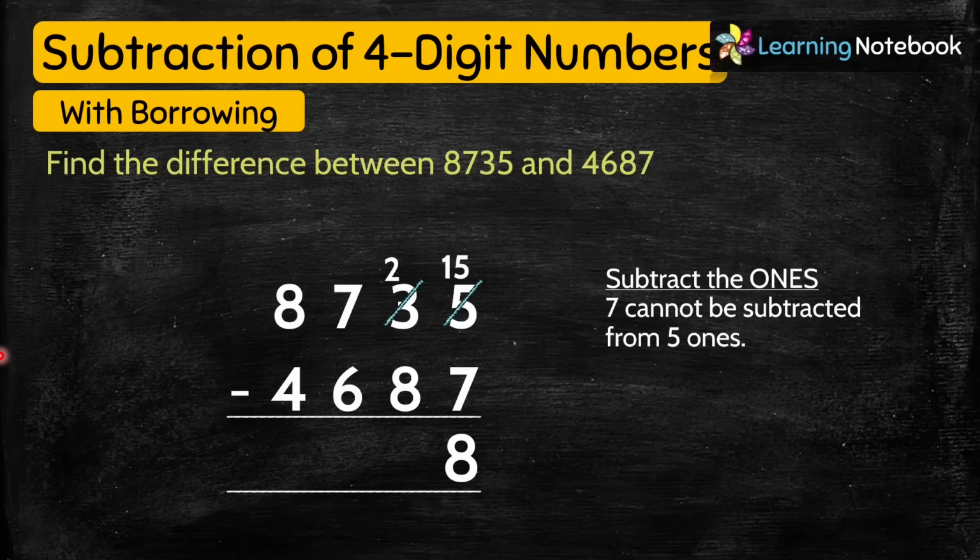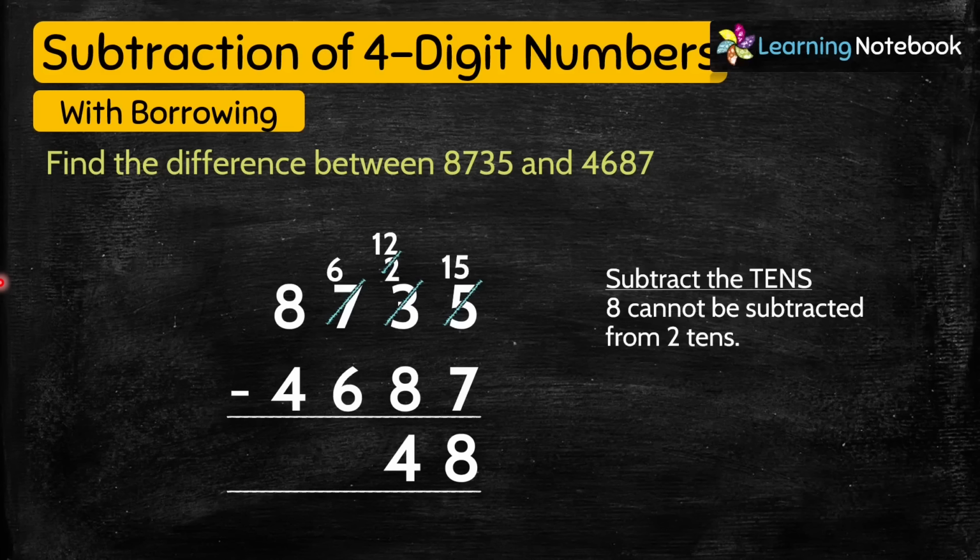Now let's move to tens place. But again 2 is weaker than 8. So 2 needs to borrow from hundreds place. So 7 becomes 6 and 2 becomes 12. Now we can subtract 12 minus 8 equals 4.